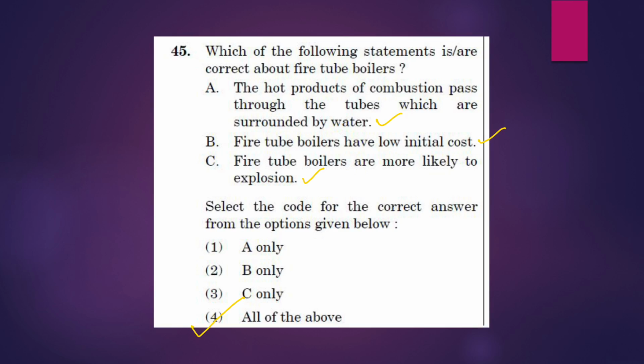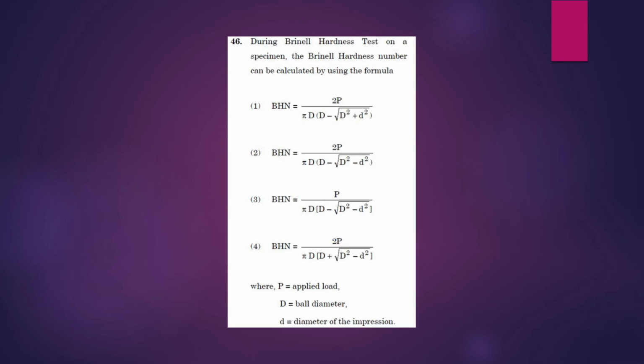This formula is very important. During Brinell hardness test on a specimen, the Brinell hardness number can be calculated by using the formula 2P divided by pi D into D minus root of D squared minus d squared. Here plus is here, so this is not possible. Then next one, BHN equal to 2P by pi D into D minus, yes, 2 is your answer. And in case 3, 2 is missing, so not possible.